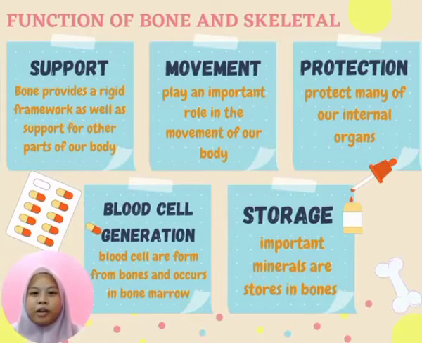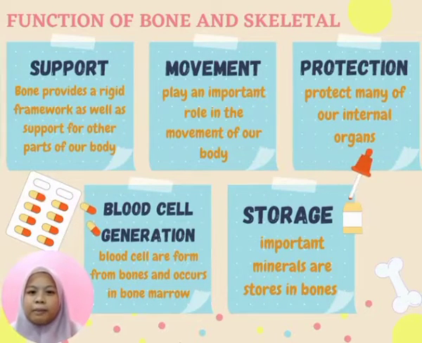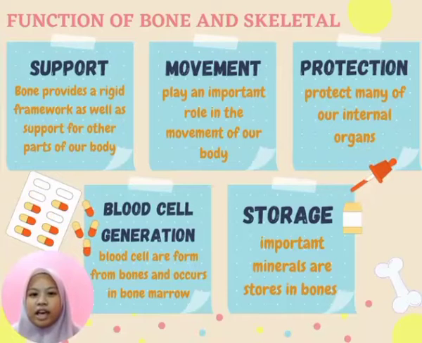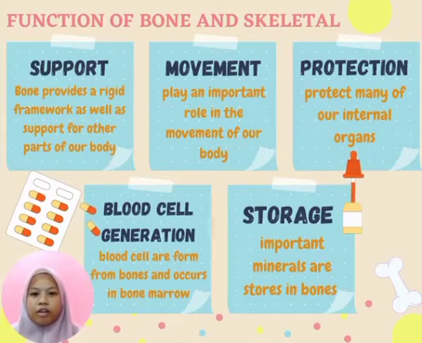Next is protection. Bones also protect many of our internal organs. Examples of these include the way our rib cage surrounds organs such as the heart, lungs, and liver, and the skull protects the brain. Next is blood cell generation and maintenance. The many cells of our blood such as red blood cells, white blood cells, and platelets are formed within our bones. It occurs in a part of our bone called the marrow.